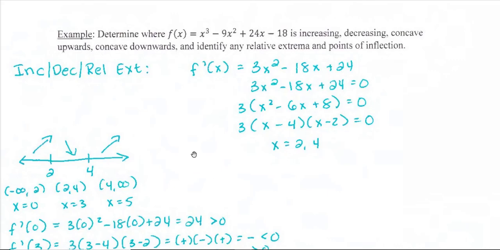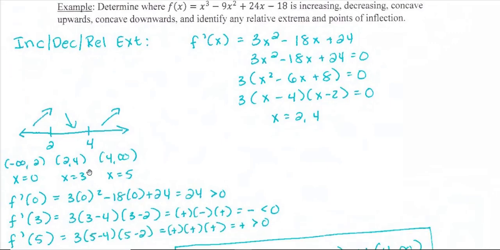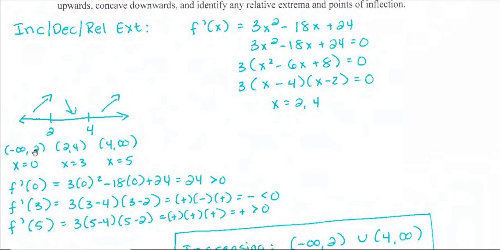So remember, when you do your increasing, decreasing, and relative extrema, you're going to use the first derivative. So we'll find the first derivative, 3x squared minus 18x plus 24. Set the first derivative equal to 0, factor out the 3, and then factor the remaining trinomial to get two critical values, 2 and 4. So I drew my number line labeling 2 and 4. I have my intervals negative infinity to 2, 2 to 4, and 4 to infinity, and I chose an x value from each of those to plug into the first derivative.